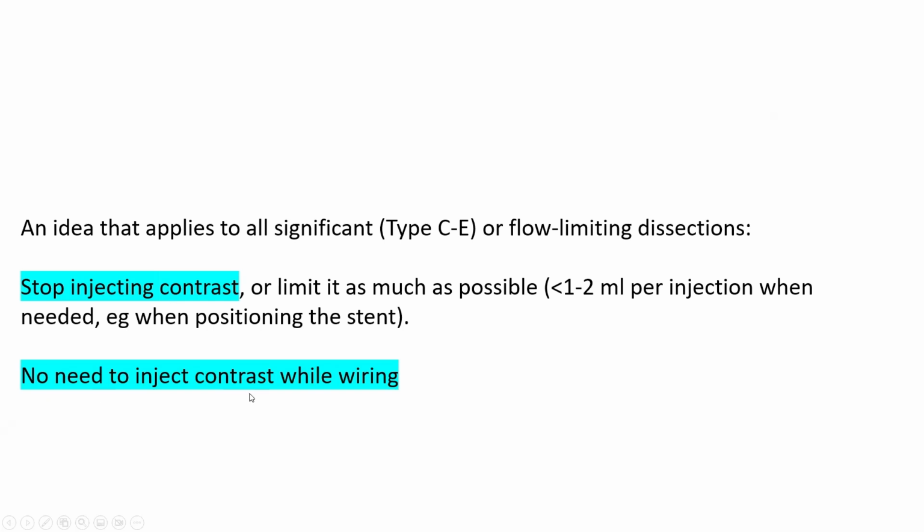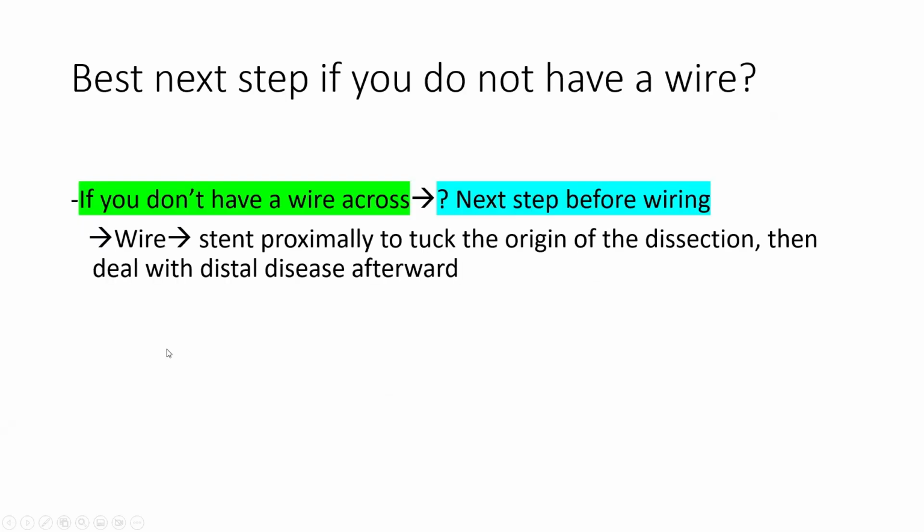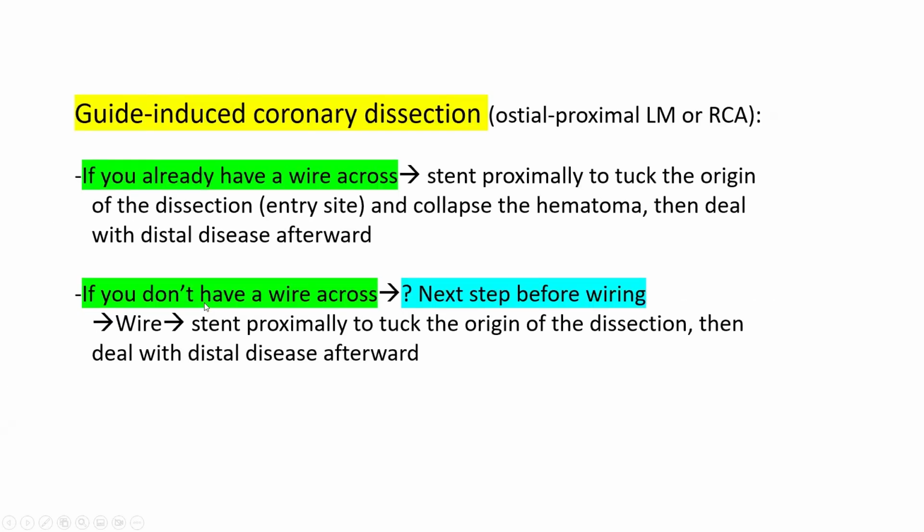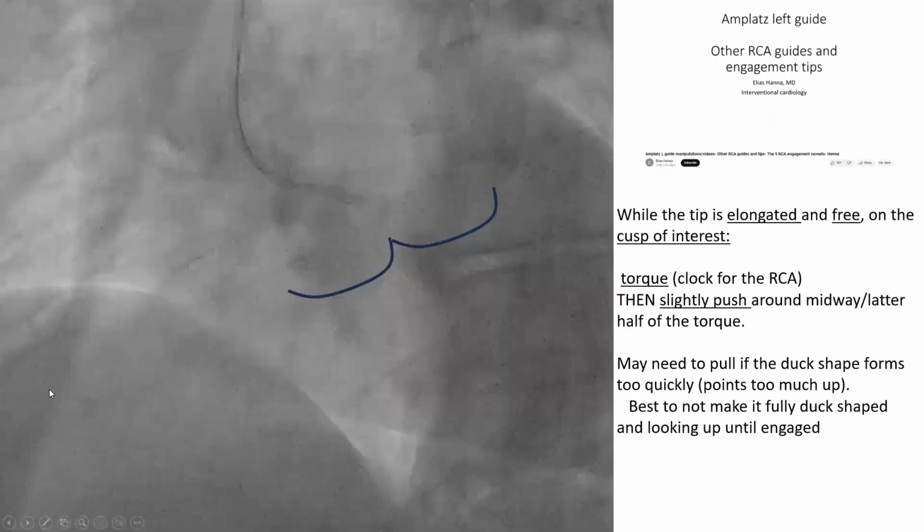No need to inject any contrast while wiring. Just use your tactile feedback and your knowledge of the anatomy while wiring. No contrast during wiring. Now, if you have a guide dissection and you do not have a wire across the coronary, as was the case here, so what do you do next?